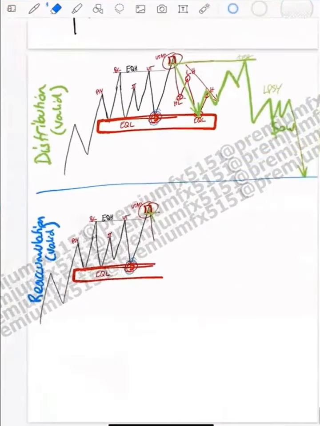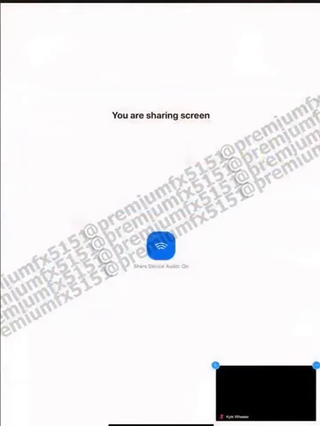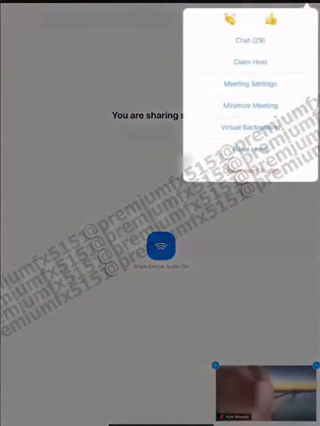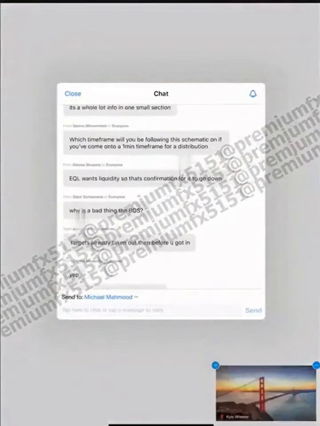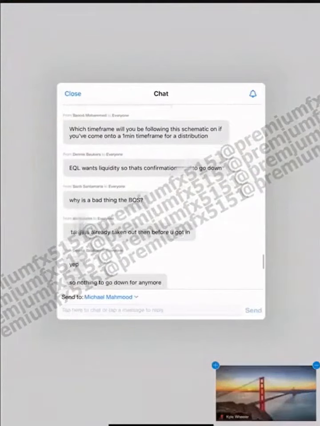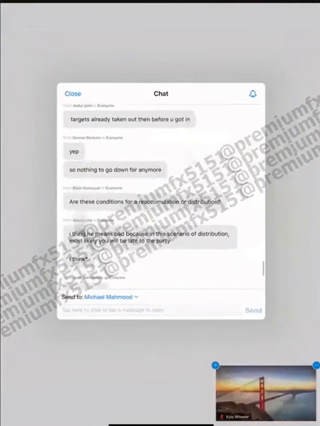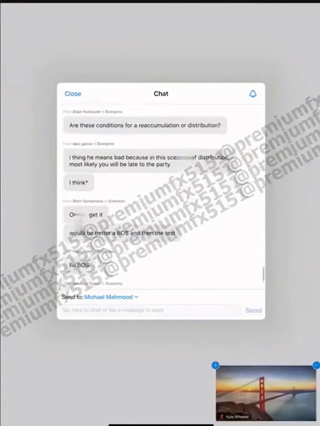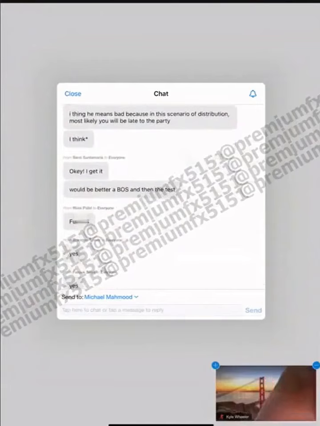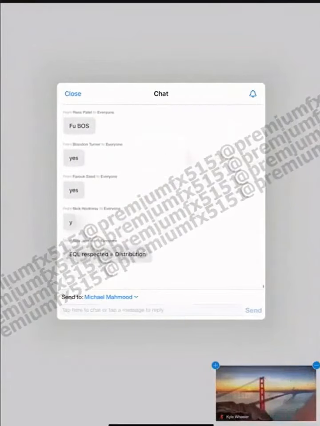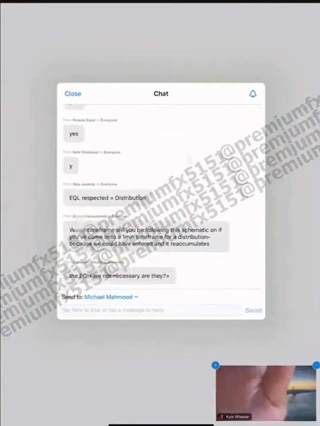Actually, before I move on to the reaccumulation stuff, regarding this distribution stuff that I've just covered, did all of that follow? Did all of that make sense? Because again, it's stuff we spoke about last week. So hopefully it does. I'll explain why a break of structure is a bad thing. Potentially late to the party, yes, Alex, but it's more to do with the shakeout perspective, which I'll teach in a minute. Equal lows respected equals distribution, correct. That's kind of what we want to see as a criteria.